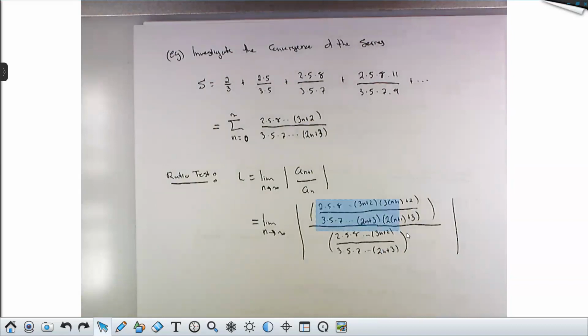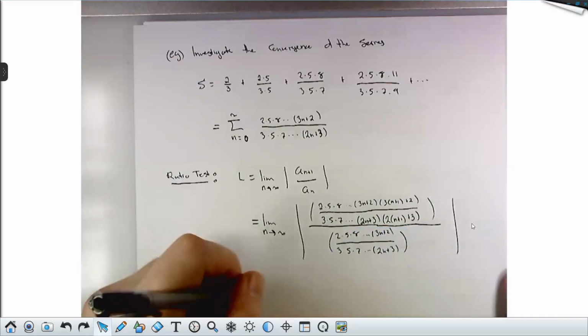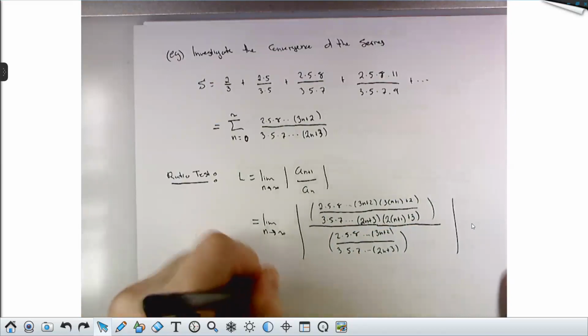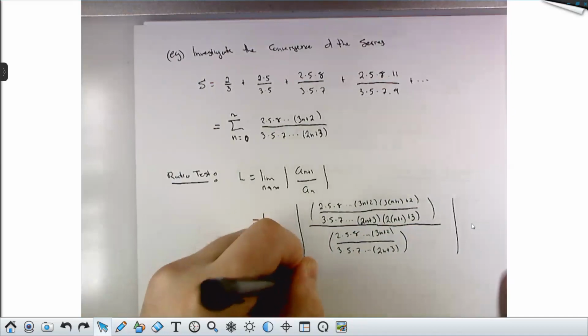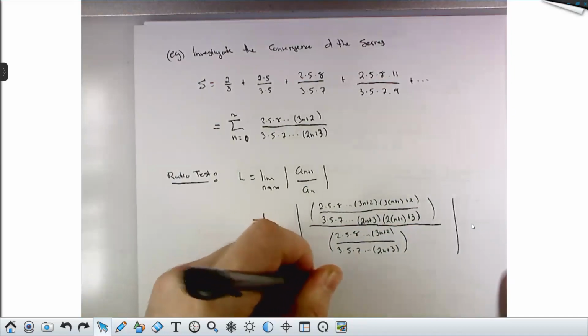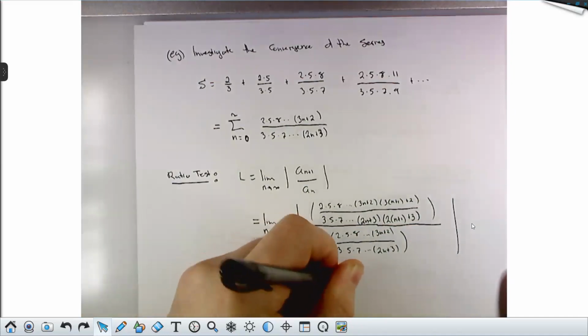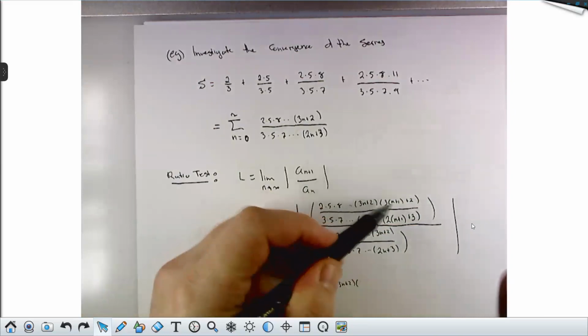You've got this big scary fraction upstairs, this big scary fraction downstairs, and we want to divide. So I'm going to flip this guy over and bring him up. And there will be a lot of cancellation of 2 times 5 times 8 out to 3n plus 2, and then 3 times n plus 1 plus 2 is 3n plus 5.